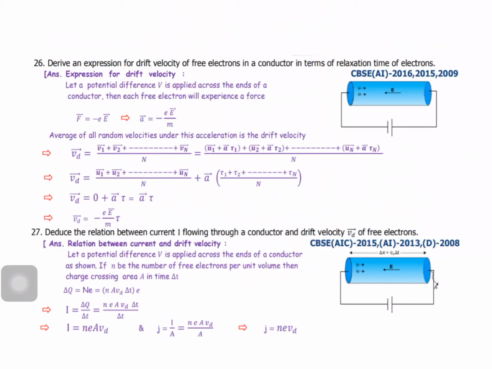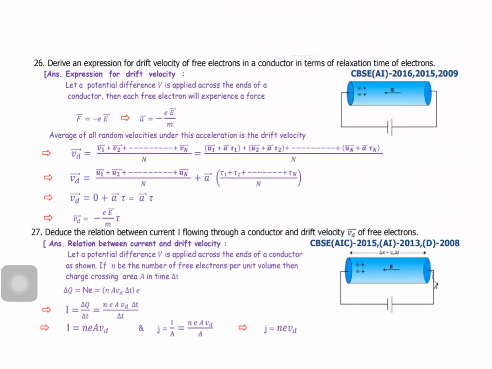So we can write u1, u2, that is initial velocity, that will be 0, plus a bar into tau. A bar is nothing but the acceleration vector quantity, a tau, that is a Vd, or Vd equal to, you know the formula, acceleration already derived, E by m, so substitute E by m into tau. This is a relation between the drift velocity and the relaxation time of electron.